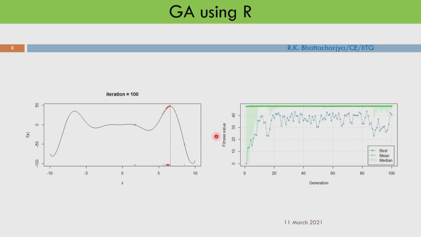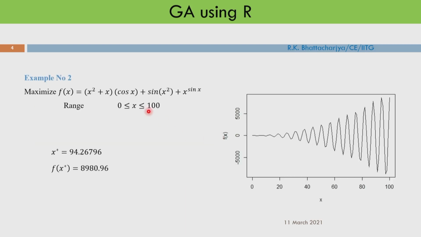This figure shows the fitness versus generation curve. You can see the best fitness, the mean value as well as the median value with the progress of generation. The mean value is increasing, and you got the best value after a few iterations, maybe around 5-6 iterations. The mean value of the whole population keeps increasing with the generation.